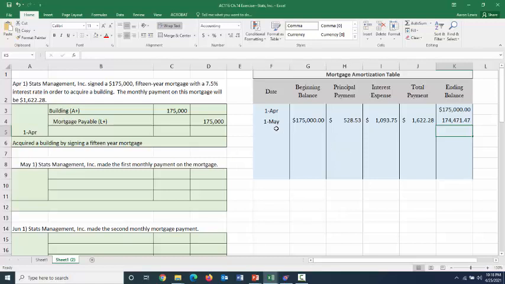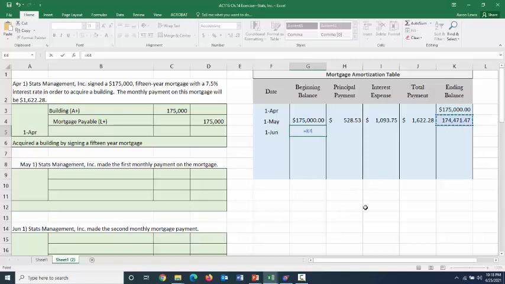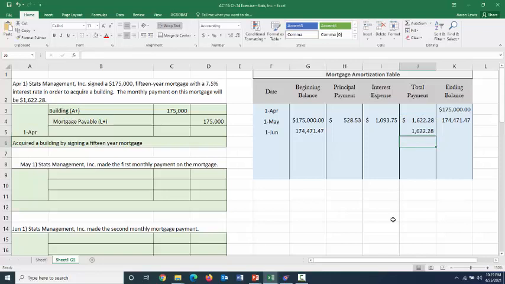$174,471.47 on their mortgage. When their next payment rolls around on June 1st, their beginning balance is going to be equal to their ending balance from the prior period, so we just bring down that $174,471.47. We also know that their total payment isn't going to change. This is a fixed payment schedule on the mortgage, like all of your mortgages will be in my class. So they're going to pay $1,622.28.